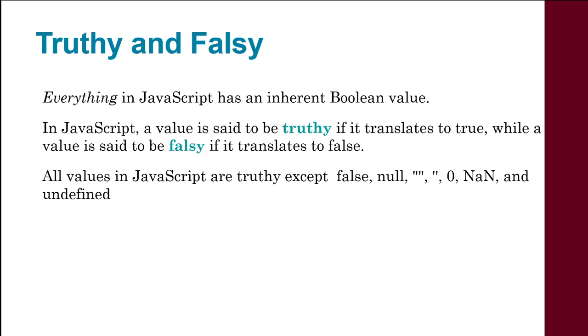Null, which remember is always set to null. Nothing there. What that is with the double quotes with nothing in the middle is setting it basically to a null value. Same thing with the single quotes. So it's just setting that blank value. 0. NaN means not a number, and then undefined.